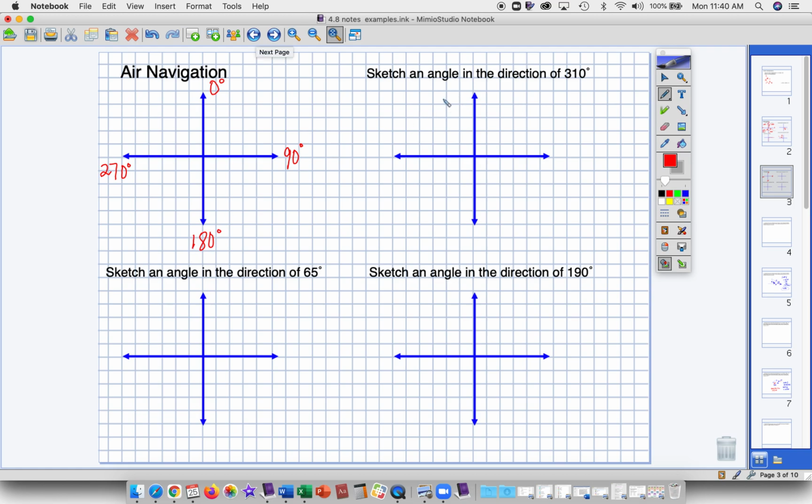So an angle of 310 degrees: I'm starting again at 0 degrees north, and I rotate around. I'm going to pass 180, pass 270, and go about 40 degrees more. So the important thing is knowing that this is 40 degrees, this is 50 degrees. You could be using one angle or the other. To sketch an angle in the direction of 65, again, start 0 degrees north and rotate 65 degrees. So this angle here is 65.